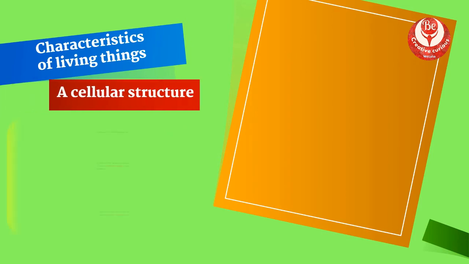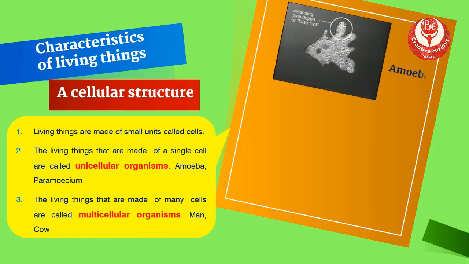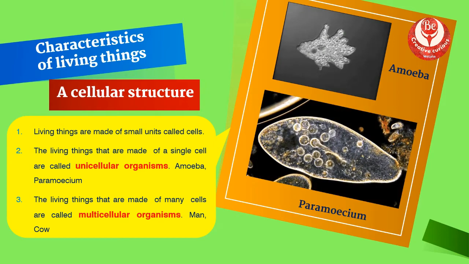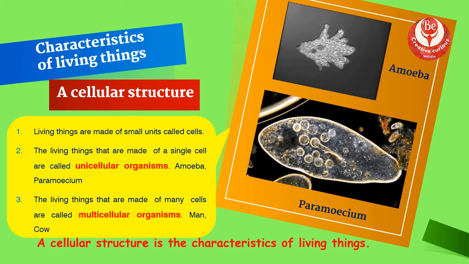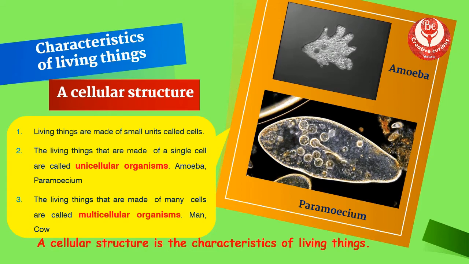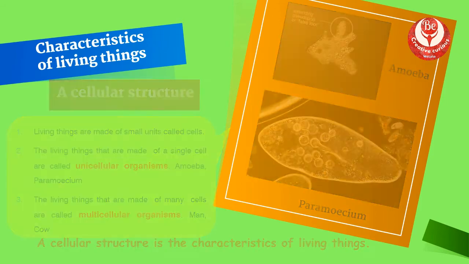Cellular structure. Living things are made up of small units called cells. The living things that are made up of a single cell are called unicellular organisms. For example, amoeba, paramecium. The living things that are made up of many cells are called multicellular organisms. For example, man, cow. Cellular structure is a characteristic of living things.